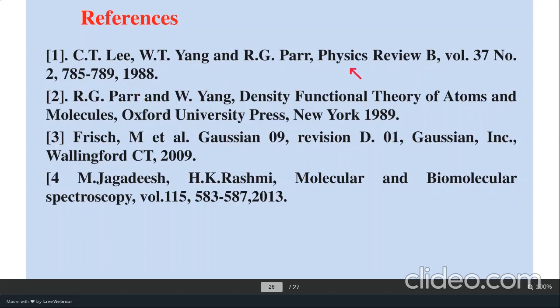Here are some references. The standard reference of Young and Parr for the density functional theory and basis sets. Here is the reference for Gaussian 09, the software we have used. And this is the reference for the molecule which we have taken to optimize.